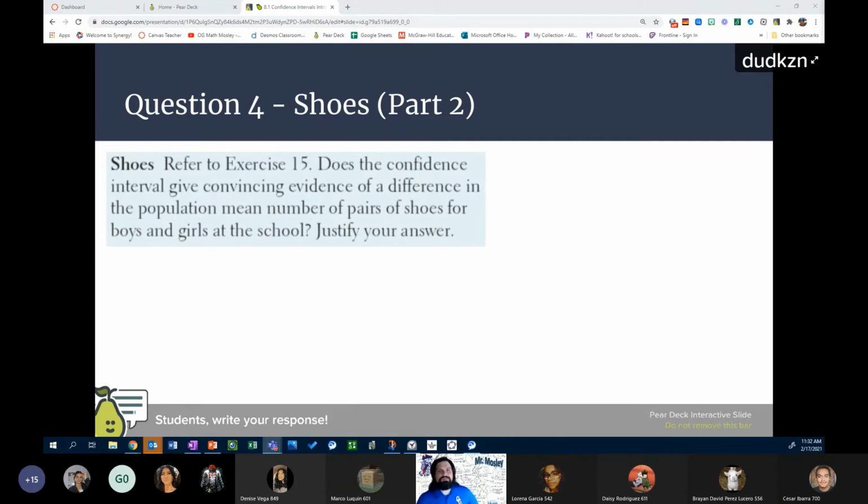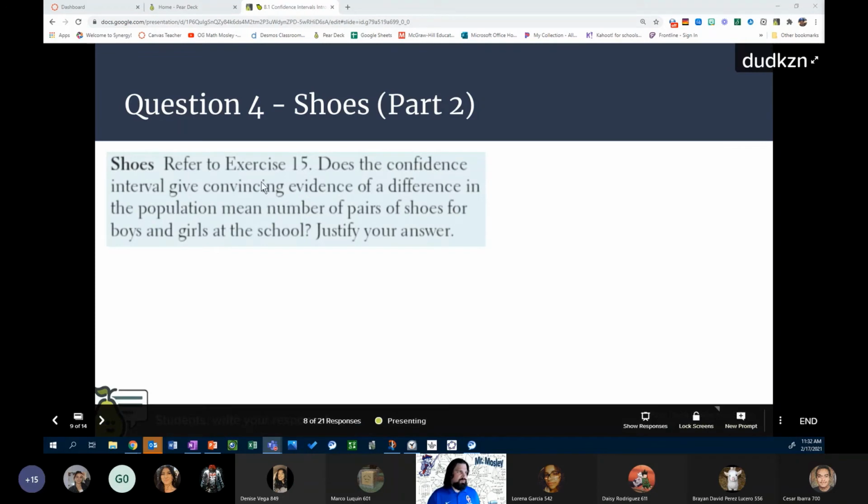Okay, so I know some of you guys are still working on your answers, or still considering how to answer this, and probably some of you aren't quite sure how to even start answering this question. And that's okay. That's why it was chosen. So does the confidence interval give convincing evidence of a difference in the population mean number of pairs of shoes for boys and girls? So we have to carefully read this.